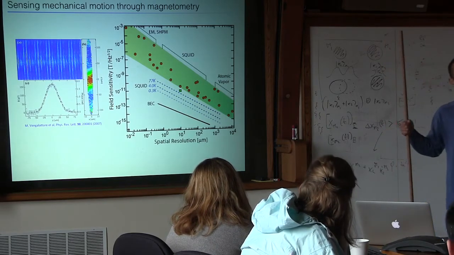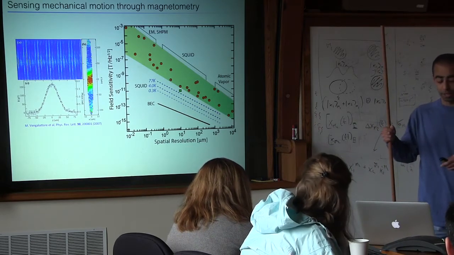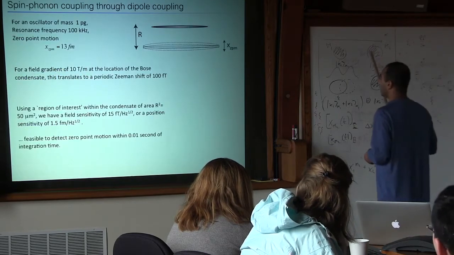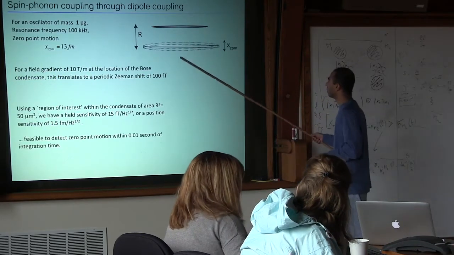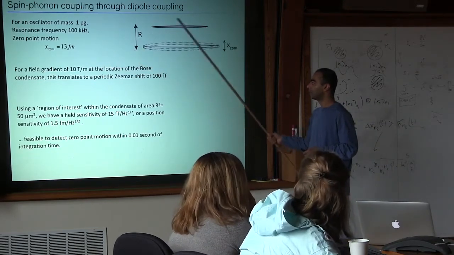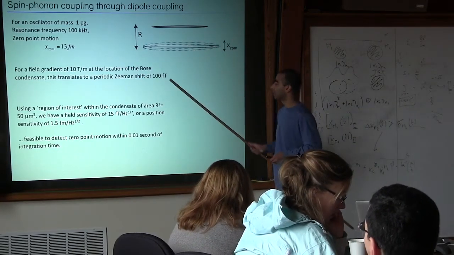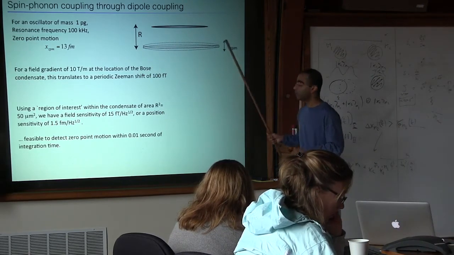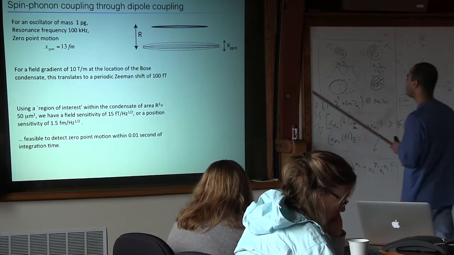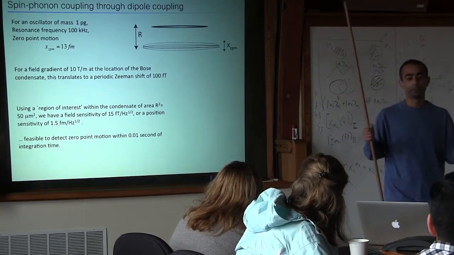So that looks great. We have the sensitivity, we know how to do it, we have the membranes. It doesn't take much, hopefully, to put a magnet on it. And so then we had better understand the theoretical underpinnings of this idea. Just to put things in numbers, we have a condensate, we have a membrane that's flopping back and forth. For the typical membranes that we work with, the zero-point motion is on the order of 10 femtometers. I can put a magnet here to create a gradient on the order of 10 Tesla per meter, which gives a periodic Zeeman energy or field fluctuation of 100 femtotesla. Putting all the numbers together, I can use the condensate to detect the zero-point motion of this membrane within about 10 milliseconds, which is fantastic.